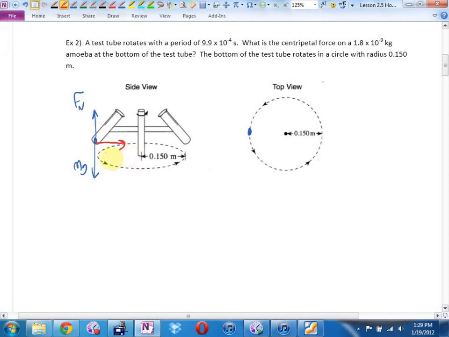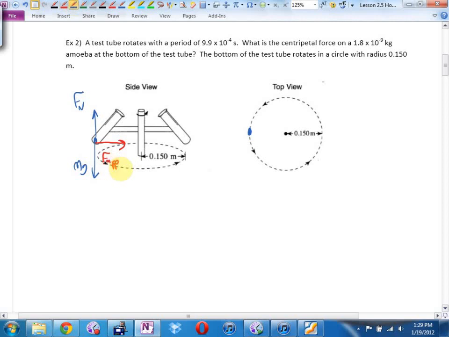What force is pushing this amoeba in a circle? The test tube itself is. The test tube is pushing against it. We'll call it F of T. I don't want to call it a normal force because the test tube is at an angle, and usually I like my normal force to be 90 degrees to the surface. Who cares? Here's what I do know. This is FC. And that's what the question wants me to find.